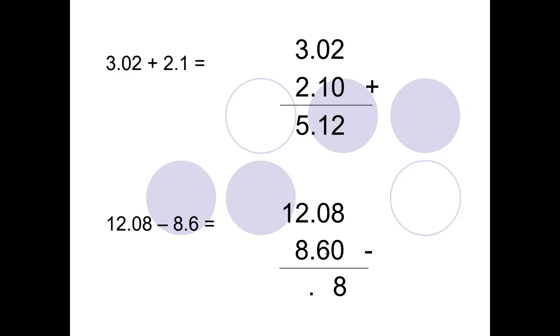0 minus 6 we can't do, so we need to cross this into 1, and that becomes a 9. 9 minus 6 is 3. And then, getting ahead of myself again. Then 1 minus 8, oh, we can't do that, so we need to cross our 10. And this becomes 11. 11 minus 8 gives us 3. Okay, so just like normal numbers, we can get more tenths by crossing out ones, or get more hundredths by crossing out tenths.